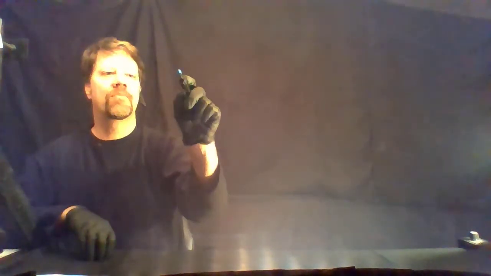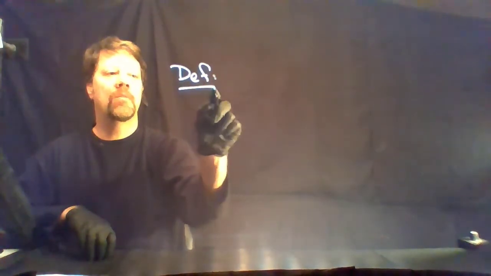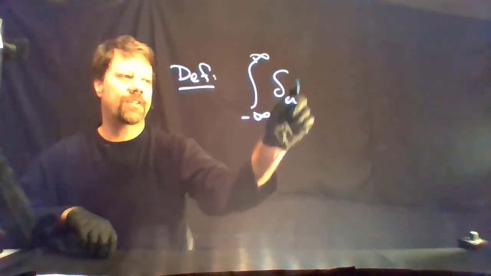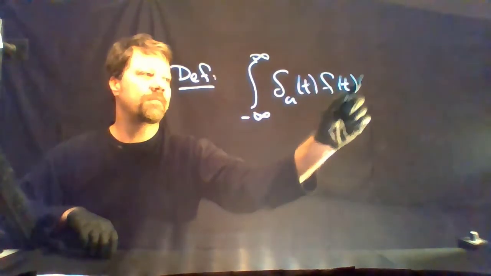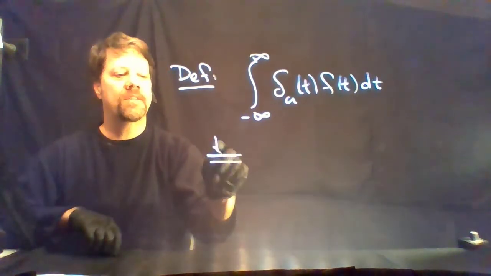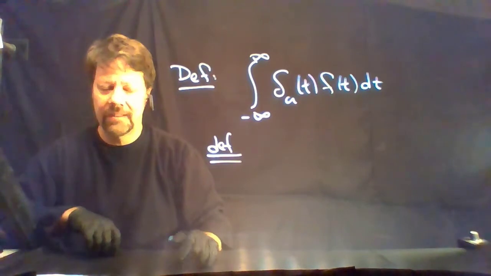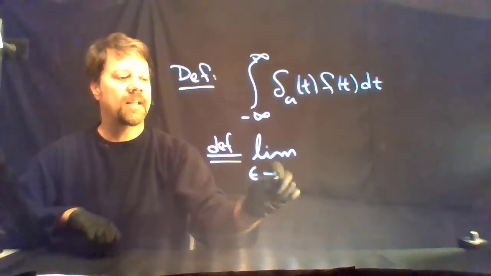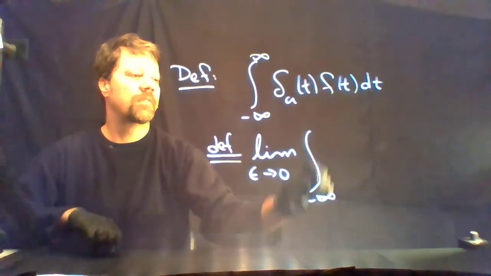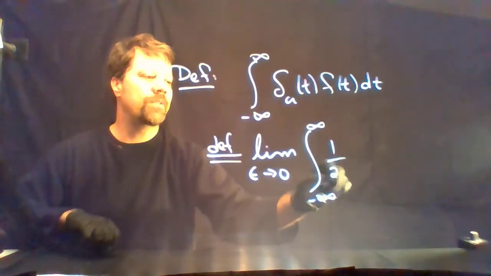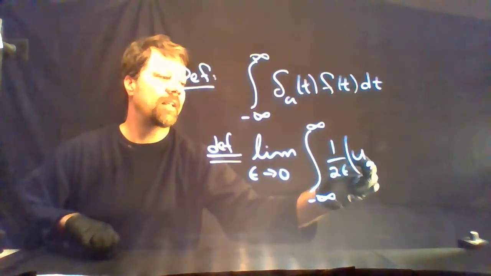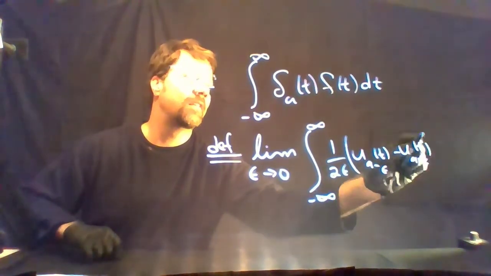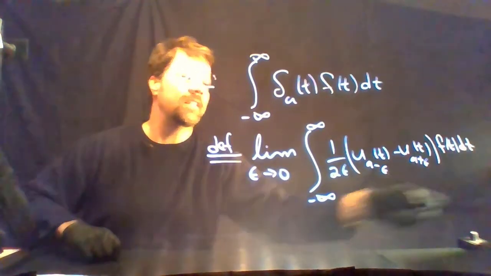To make sense of this, we'll make the following definition. The integral from minus infinity to infinity of the Dirac delta function at A times some other function is, by definition, which means because I said so, so you're just going to accept what I write next, the limit as epsilon goes to 0 of the integral of 1 over 2 epsilon times u a minus epsilon of t minus u a plus epsilon of t, all times f of t dt.